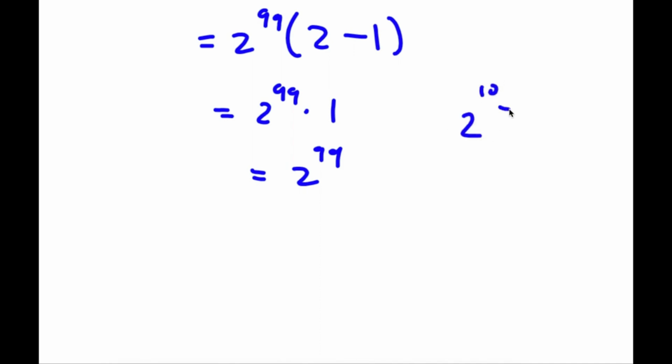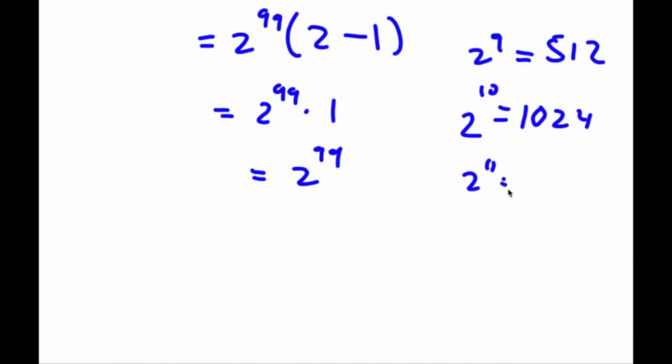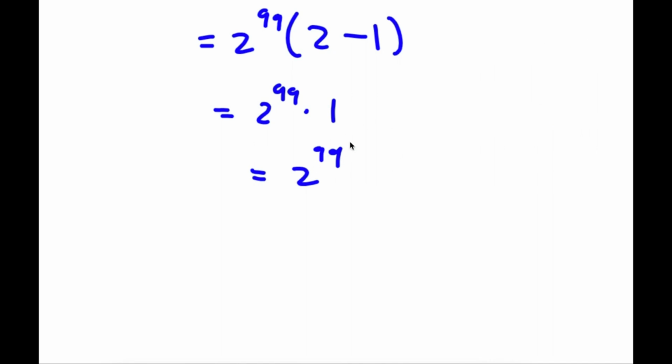2 to the power of 10 itself is equal to 1024. And 2 to the power of 9 is equal to half of 1024, which is 512. So every time a new power of 2 comes, it's going to be double of the previous power. So 2 to the power of 11 would be double of this. 2 to the power of 12 would be double of 2 to the power of 11, and so on and on. So 2 to the power of 99 is going to be a really big number. So that's why this is the most that I can actually simplify 2 to the power of 99.